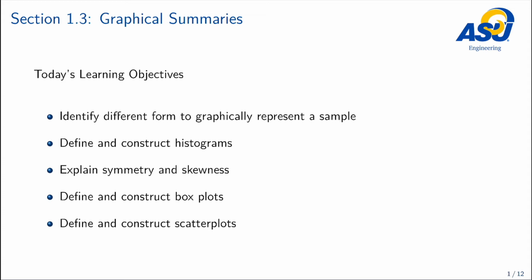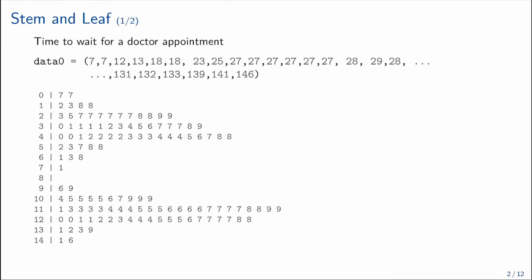Section 1.3 Graphical Summaries. In this video, we are going to look into graphical ways of representing data. Those include histograms, boxplots, and scatterplots. The first case that we are going to look at is the stem and leaf plot.